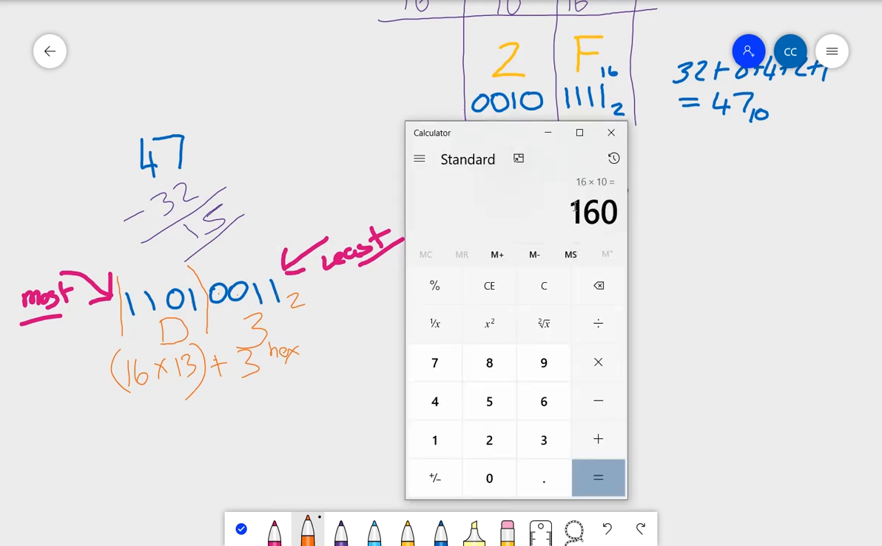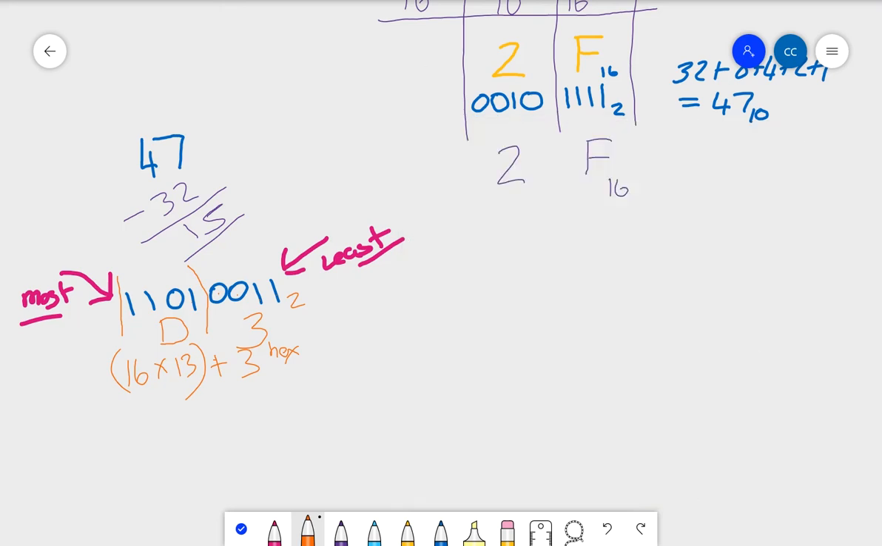So here we have, get rid of that, 16, I don't know if you'll be seeing this, 16 times 13 is 208. So that's 208 plus 3, that equals 211. Right, so that was, let's do the binary now. So it's 11010011. So that's 128 plus 64 plus 16 plus 2 plus 1.